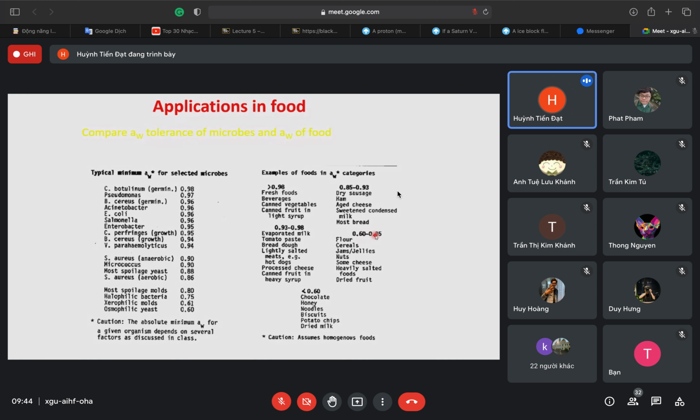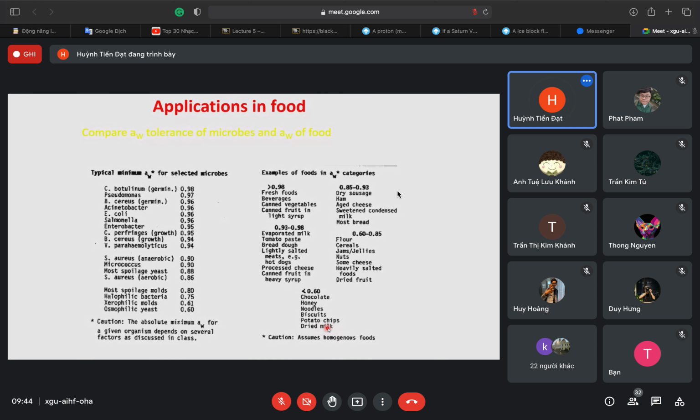0.6 to 0.85. This one has the flour, cereal, jams and jellies, nuts, and some cheese, heavily salted food, dried fruit. 0.6 to 0.85 means this group can grow. Less than 0.6, you got the chocolate, honey, noodles, biscuit, potato, and dry milk.